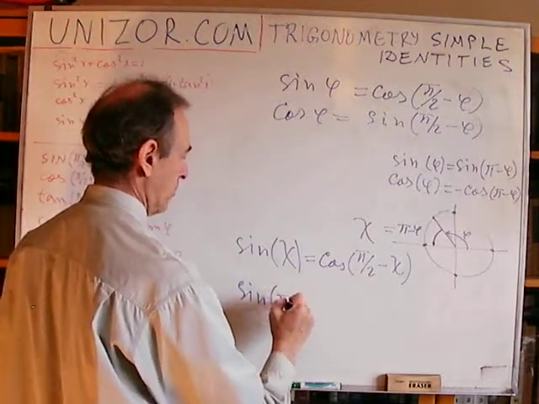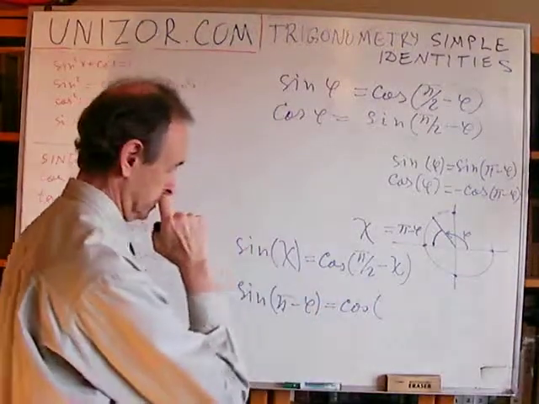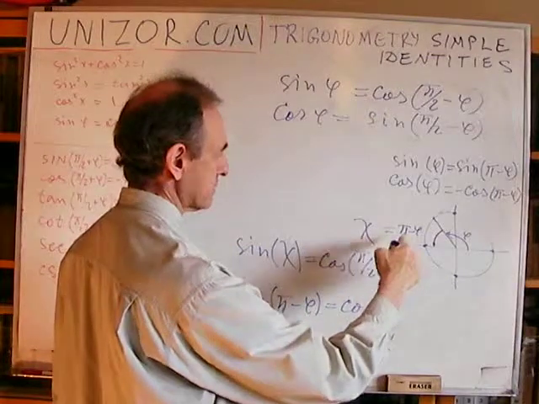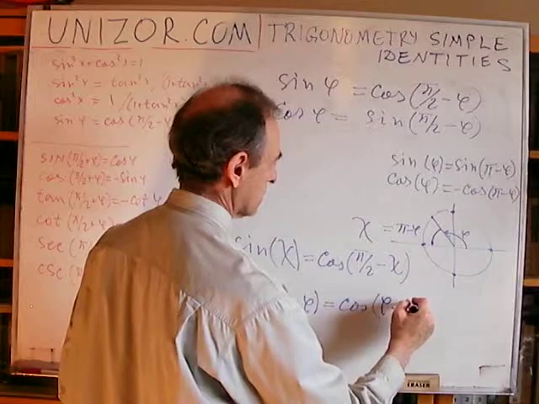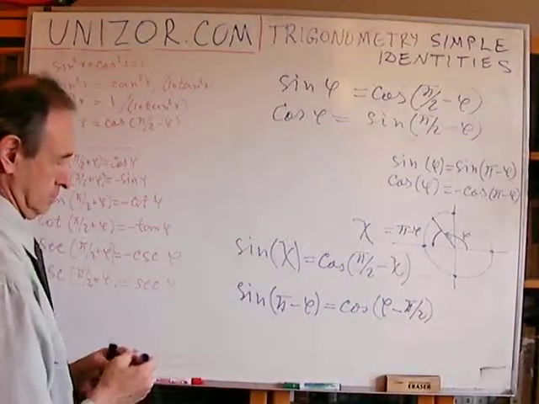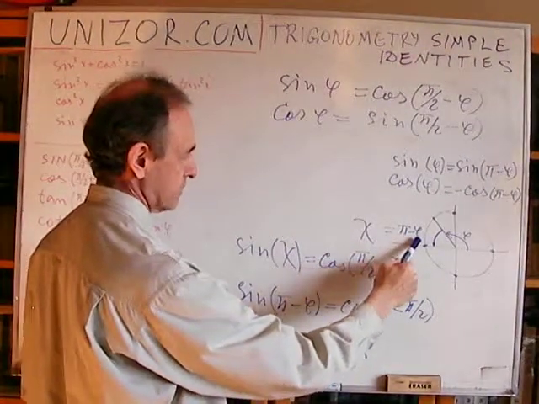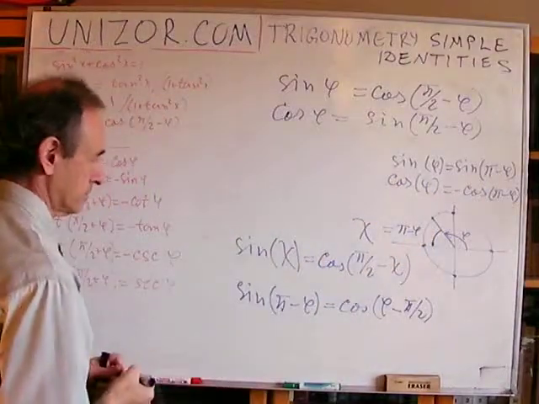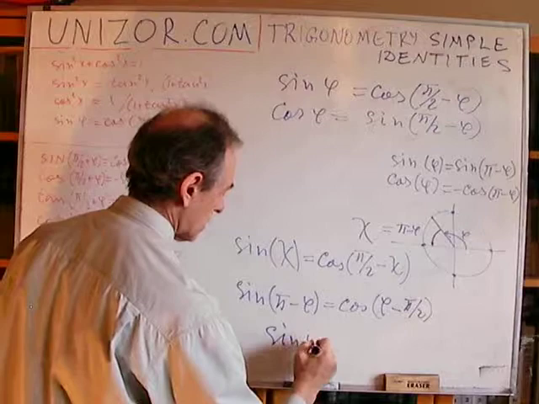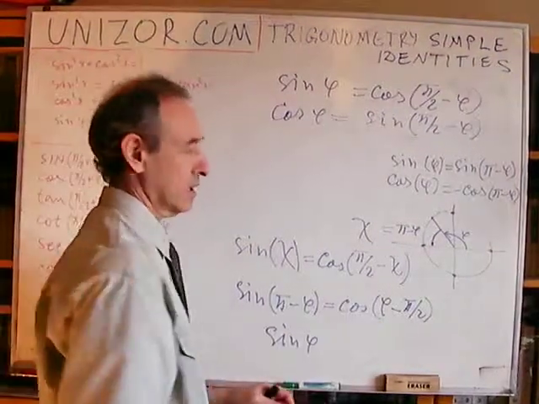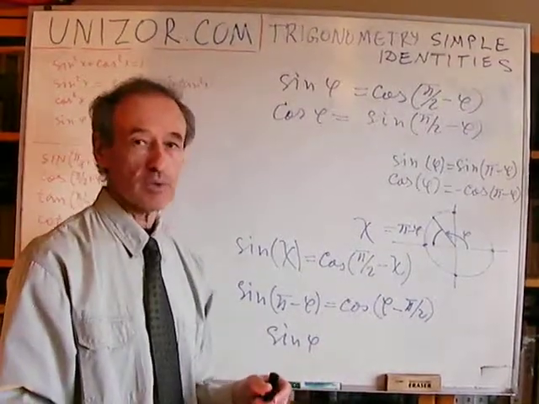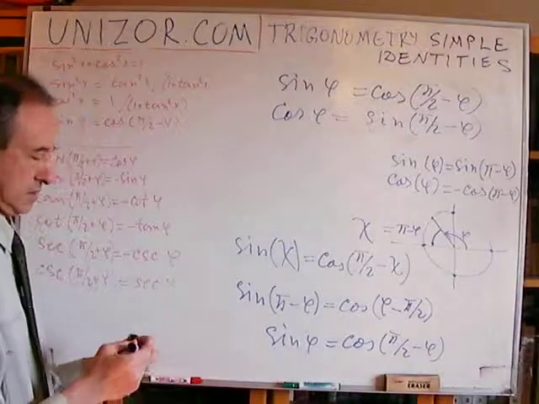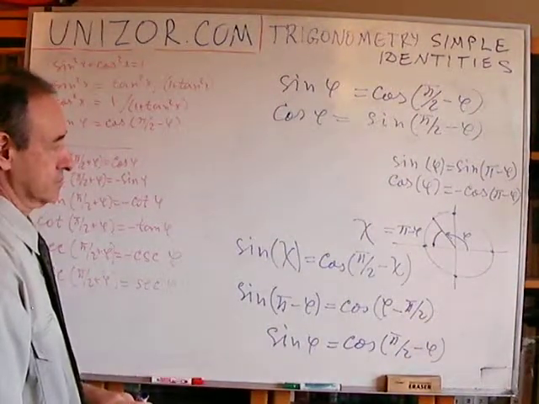Sine of pi minus phi is equal to cosine of pi over 2 minus chi, which is pi over 2 minus pi plus phi. So it would be phi minus pi over 2, right? That's what it would be, right? Now, sine of pi minus phi is the same as sine of phi, regardless of the angle, right? So we can substitute this instead of this. Cosine is an even function, which means if I change the sign of the argument, the function doesn't really change. We did talk about this before. So I'll change the sign, and I have my identity. Well, how about the cosine?